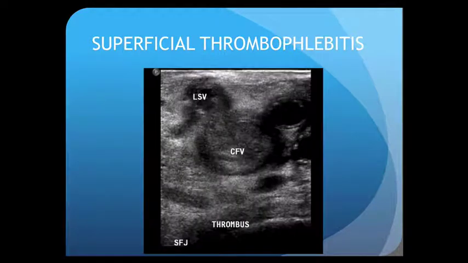So, what does that look like? Well, this is a patient who has thrombus in their long saphenous vein and also clot in their common femoral vein.